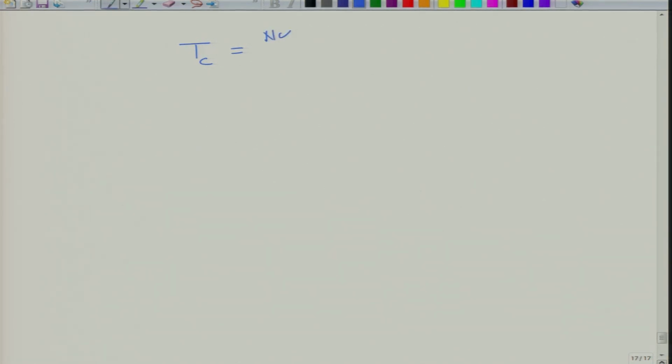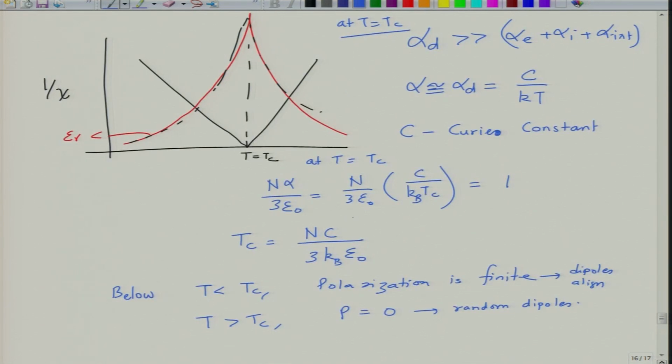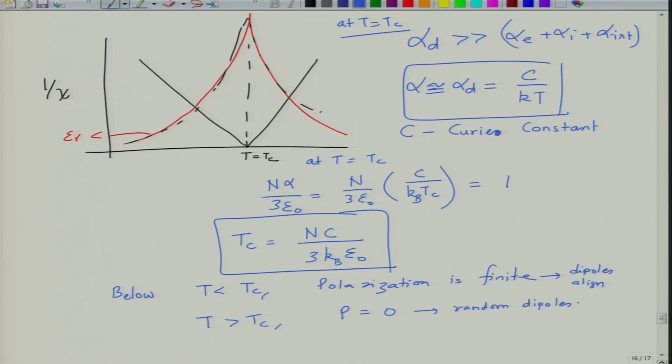this will be Tc is equal to n alpha T divided by 3 epsilon naught, or you can say that Tc divided by T is equal to n alpha divided by 3 epsilon naught, right. So, this is a general expression, right. So, we have said that using this at T is equal to Tc, Tc is this. Generally speaking, this is the relation that is true.